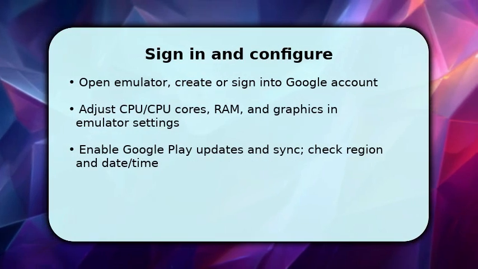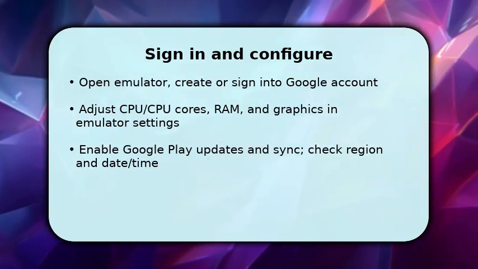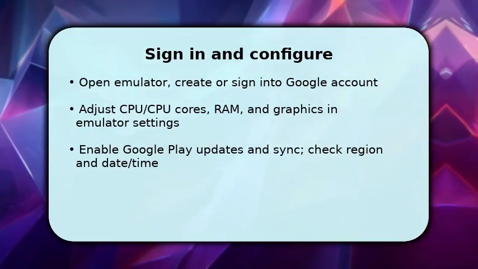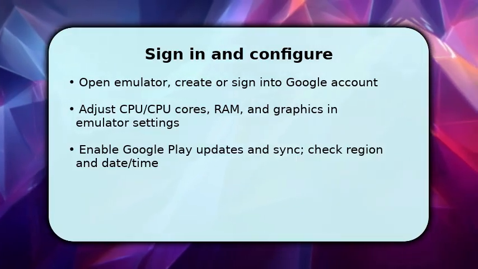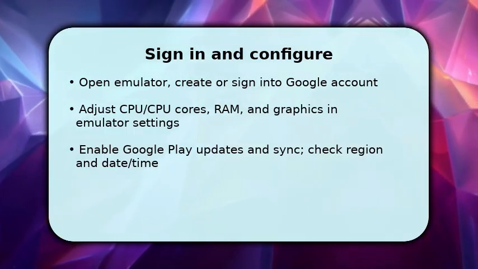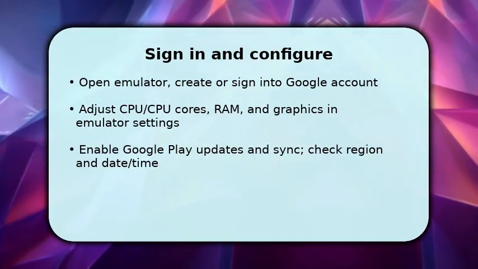Once the emulator launches, sign into your Google account to enable Play access. You need this for purchases and app sync. Make sure emulator settings match your machine. Allocate 2 to 4 CPU cores and 4 to 8 GB RAM for smooth performance, set graphics to OpenGL or DirectX based on prompts, and enable folder sharing or ADB if you want file transfer.